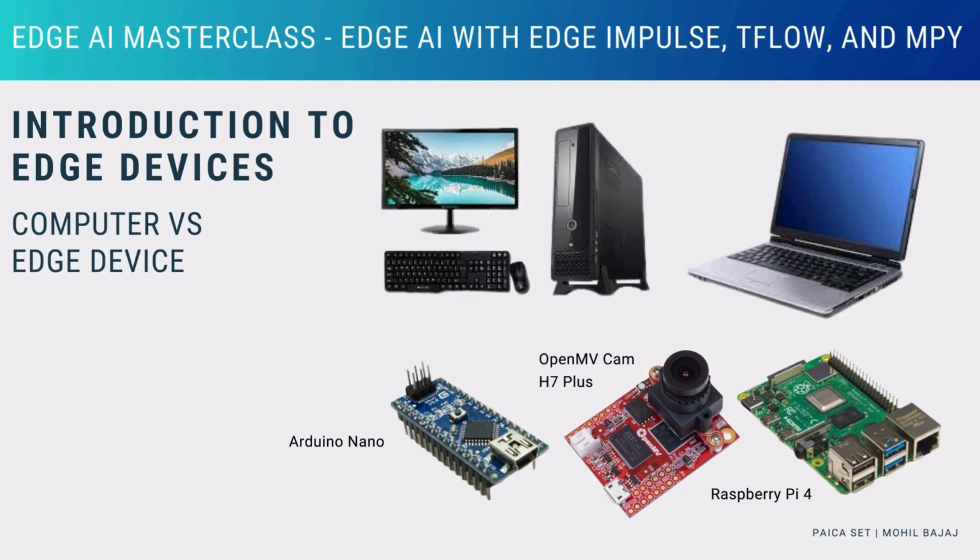Well, it's just a printed circuit board with lots of devices attached to it, and there are tons of them out there. Here, I have shown three that are super popular among the edge device and the IoT community: an Arduino Nano, an OpenMV Cam H7 Plus, and a Raspberry Pi 4. And we will discuss them in a little more detail in later videos in this section.